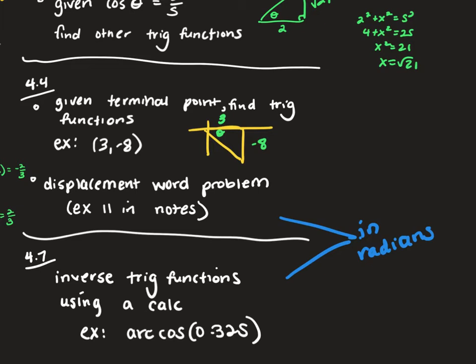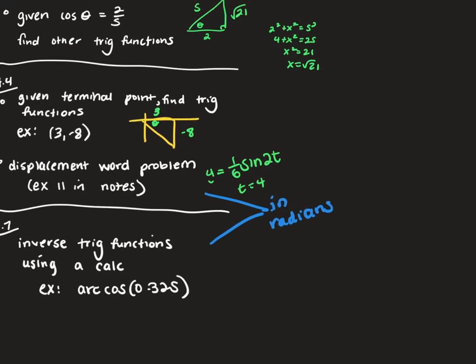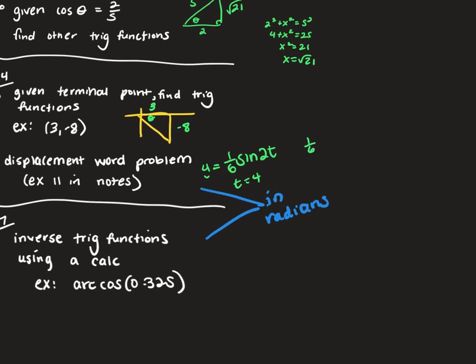And then in 4-4, you also had the displacement word problem where I say something like there's a spring and it's being pulled, so it goes up and down and up and down. And there's a function like y equals 1/6 sine 2t. Find the displacement when t is 4. And so all you have to do is plug that in. So I would do 1/6 sine 2 times 4.